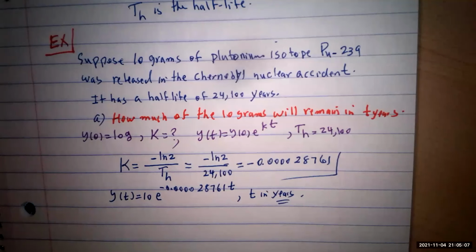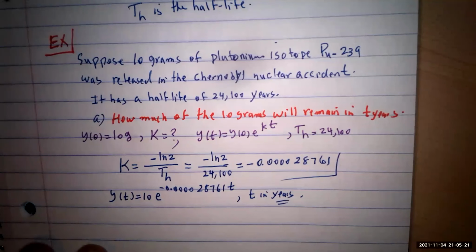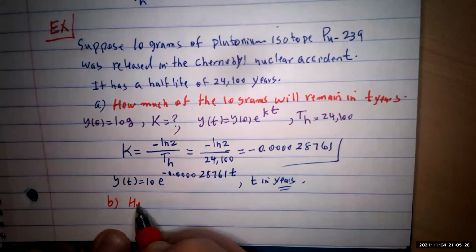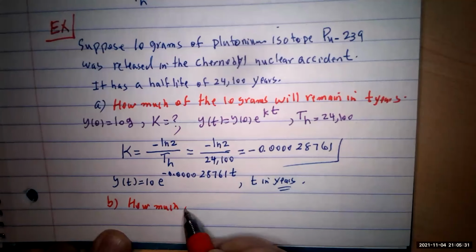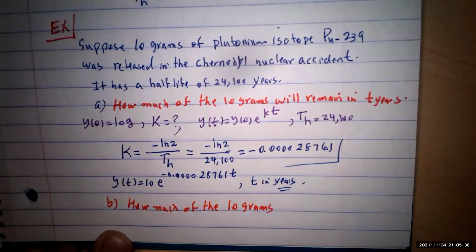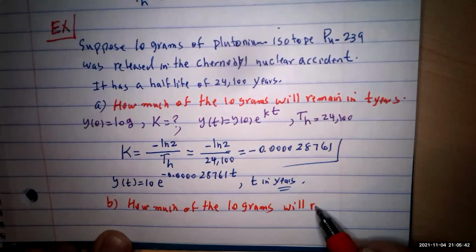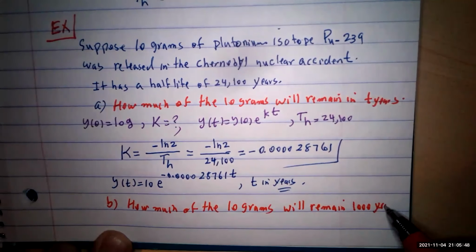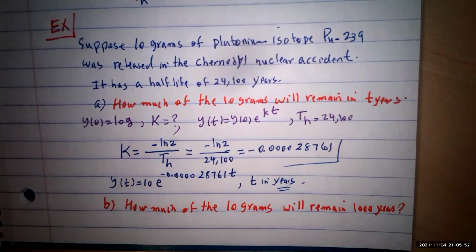Any question? Now they ask 2 questions, again, like the one that we did. The next part is they want to know how much of the 10 grams will remain in 1,000 years. So this means you replace the T by 1,000. So part B, how much will remain of the 10 grams? You want to know what will happen after 1,000 years. So simply you go back and you substitute T equal to 1,000 to get the numbers.